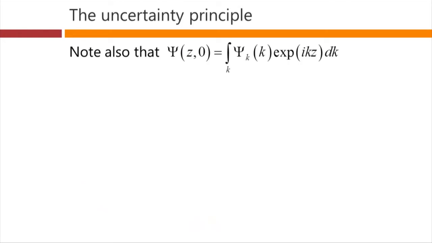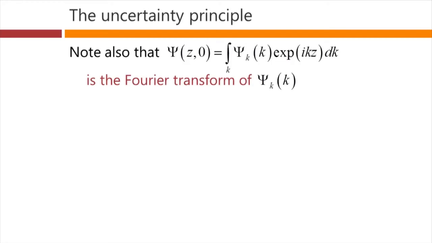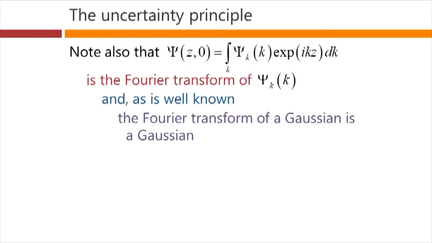Note also that the wave function expressed in space here is written down like this at time t equals 0. We saw that before. That is technically what is known as the Fourier transform of this function. And it's well known from the mathematics of Fourier transforms that the Fourier transform of a Gaussian is also a Gaussian. And that makes the Gaussian a very convenient function to work with here in our example.